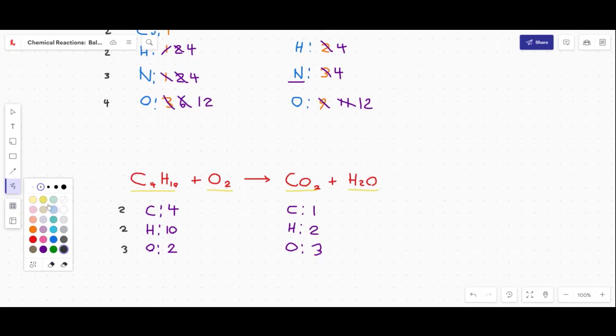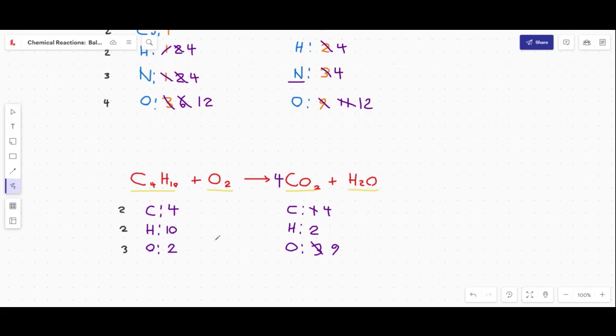So if I balance carbon, what am I going to have to do? Multiply by 4 on the first product, the CO2. Yes, the 4 gets multiplied by CO2. That multiplies both the carbon and the oxygen. How many carbons do I have now? 4. And how many oxygens do I have now on the product side? 9. 4 times 2 plus the 1 from the water.